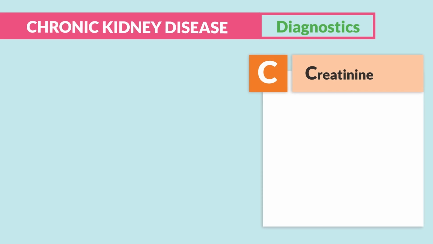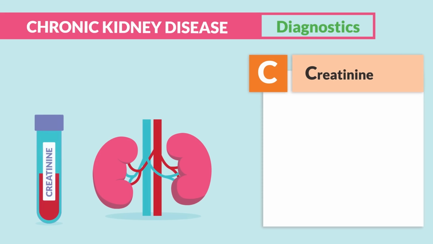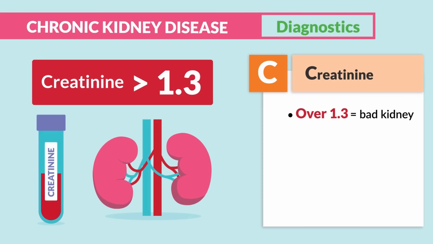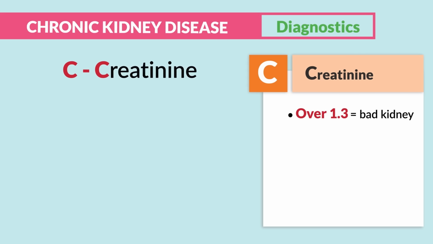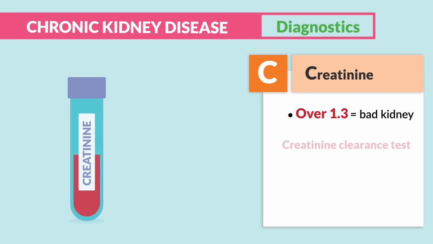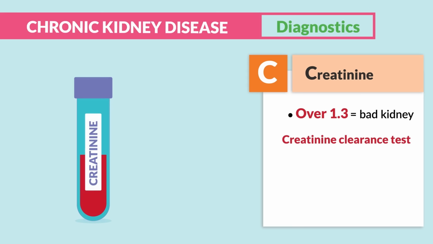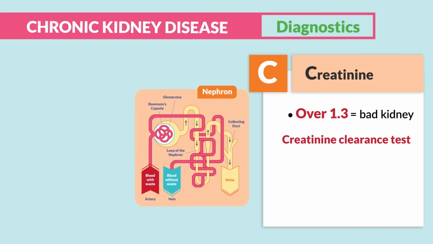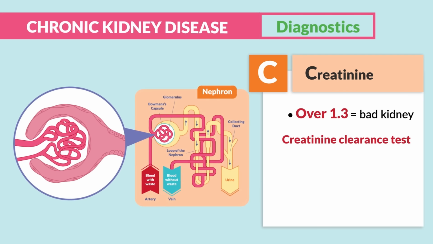Now, whatever the cause, the diagnostics are typically the same here. So, creatinine, our number one kidney lab, remember, over 1.3 means bad kidney. Again, think of the C's. C for creatinine, C for critical lab value. So a key term to know is creatinine clearance test. This measures how much creatinine waste is being cleared from the body and into the potty. Specifically, how well the glomerular filtration rate is working to wash the waste out of the blood.